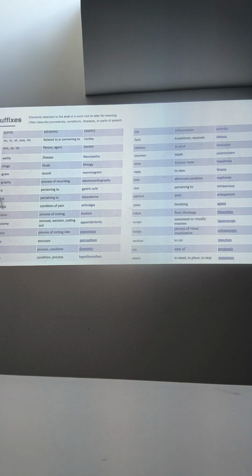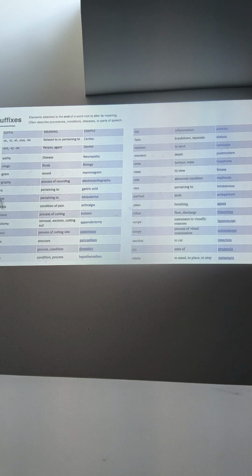And then you got -graphy, which is the process of recording. So think of ECG, electrocardiography. Then -ic is pertaining to, so that could be gastric acid. There we go. And then -ine, again, it's pertaining to, so there are different suffixes for the same meaning. So urine. Then -algia is condition of pain. So arthralgia, takes a bit of time.